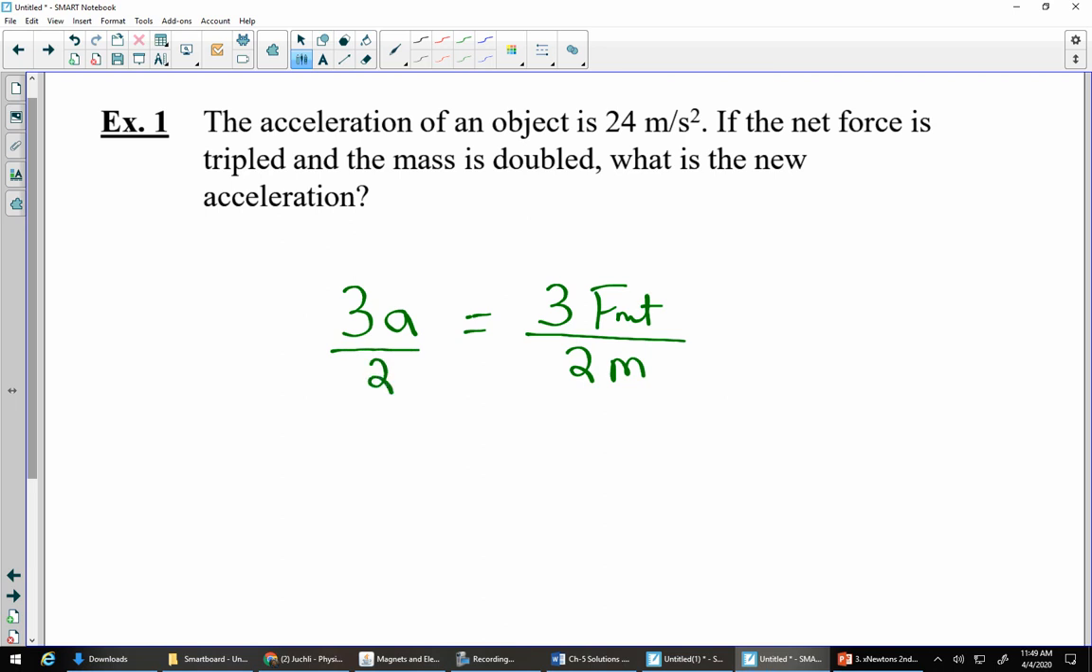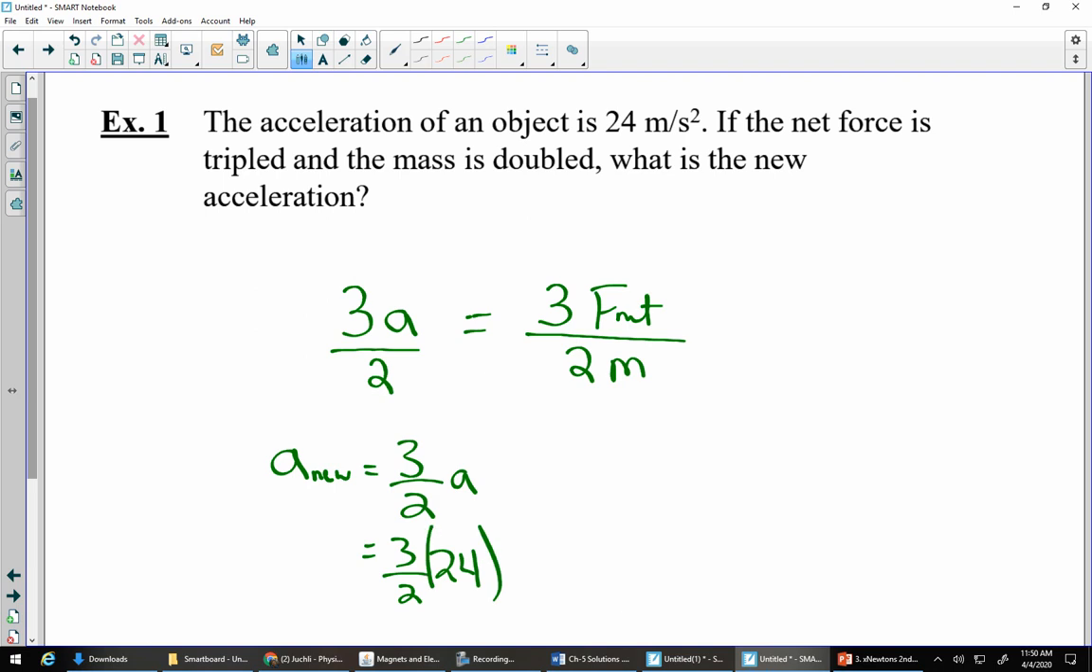So my new acceleration then is going to be 3 over 2 times my old acceleration. So I'm going to say my acceleration, I'm just going to call it my new one for some simple labeling, is going to be equal to 3 over 2 times my old acceleration, which is 3 over 2 times, what was it there?